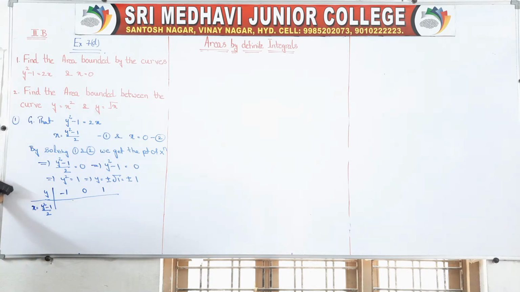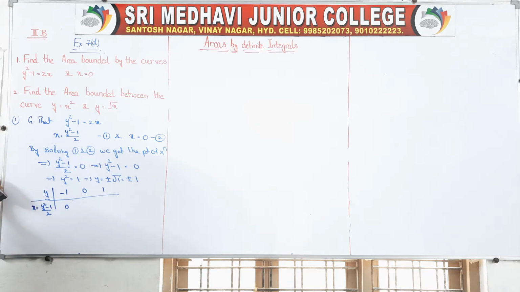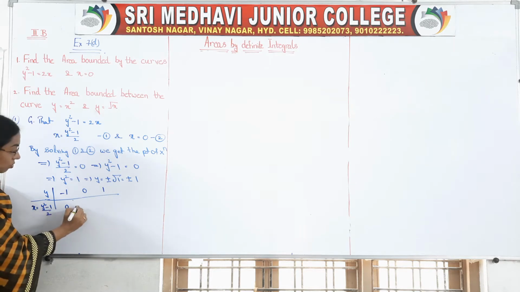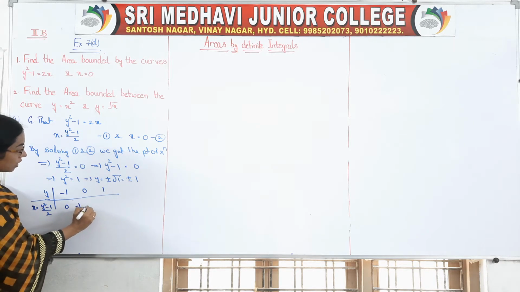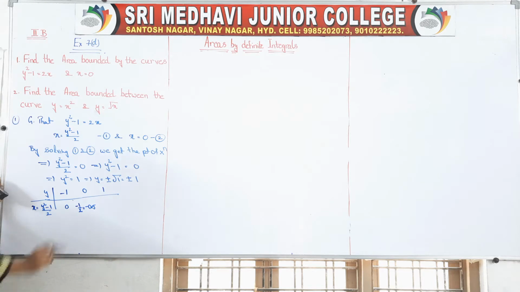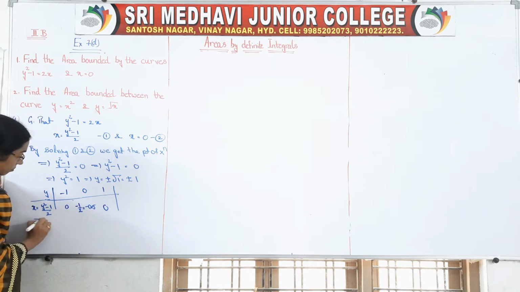Take the y values minus 1, 0, 1, at least 3 values, so that we can draw the diagram clearly. Now substitute minus 1 in this equation. Minus 1 square is 1, 1 minus 1 by 2, 0 by 2 is 0. Next substitute 0 in the y place. 0 minus 1 by 2, that is minus 0.5. Next substitute y is equal to 1 in this equation. 1 square minus 1 by 2, that is 0.